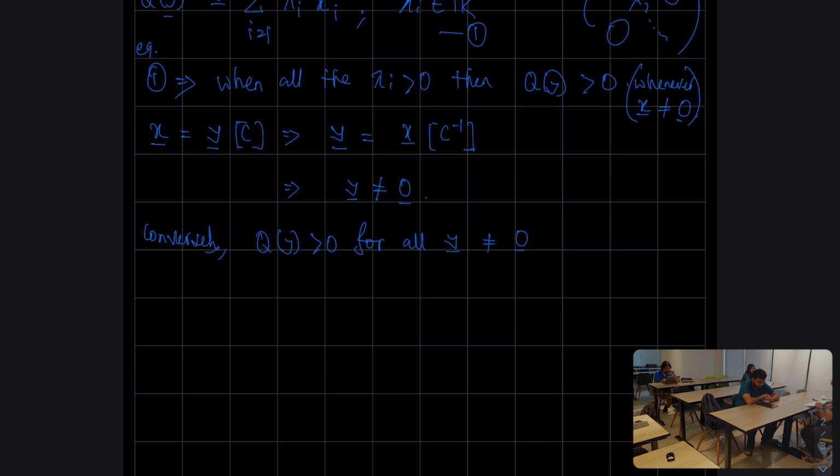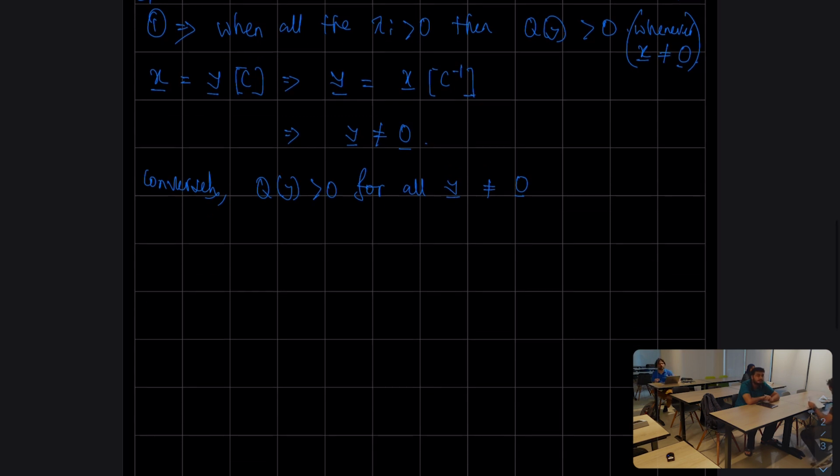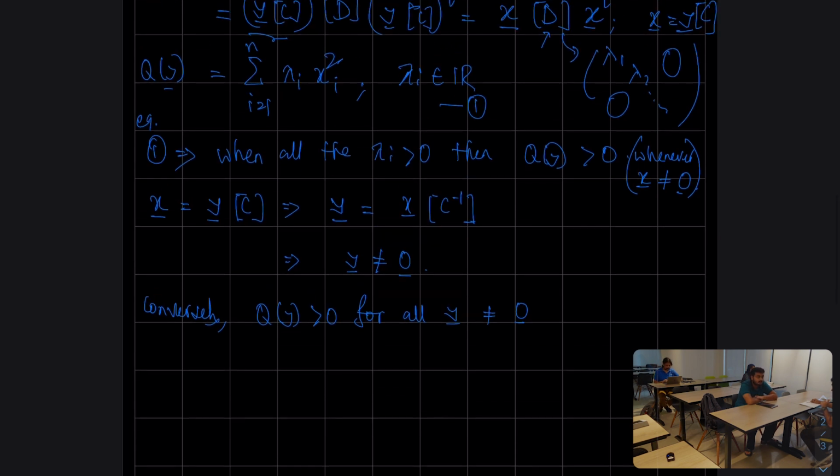Okay. So Q of y is greater than 0 for y not equal to 0. So choose, and then what we have been able to show also is that all the eigenvalues are positive. Okay, in that case. So Q of y greater than 0 means all the eigenvalues are positive, such that y is also not a null vector. Okay.